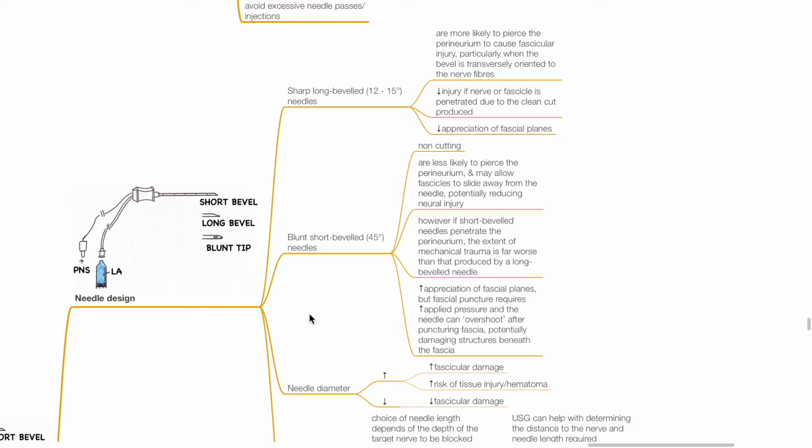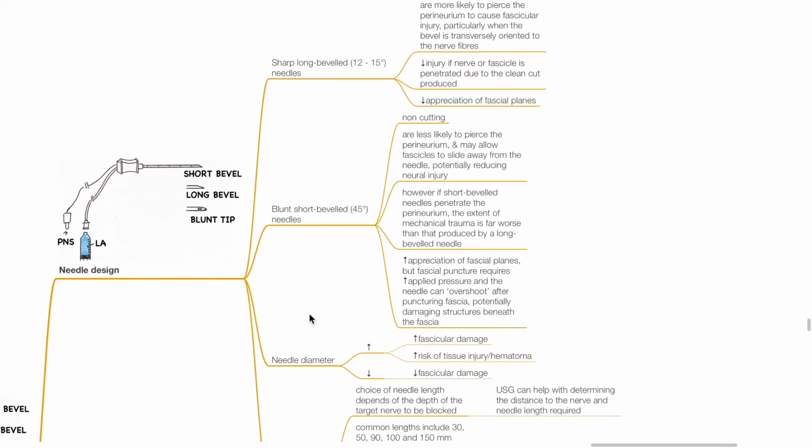However, if a short-beveled needle penetrates the perineurium, the extent of mechanical trauma is far worse than that produced by a long-beveled needle. There is increased appreciation of fascial planes with blunt, short-beveled needles compared to long-beveled needles, but fascial puncture requires increased applied pressure, and the needle can overshoot after puncturing the fascia, potentially damaging structures beneath the fascia.